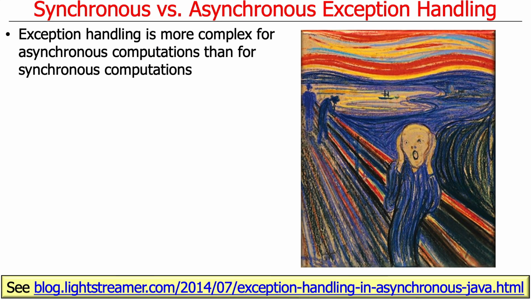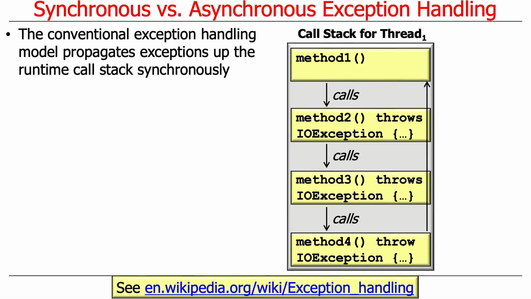So, as you might expect, exception handling is more complicated for asynchronous computations than for synchronous computations. Why is that, you may ask? Well, let's take a look and see. Conventional exception handling for synchronous calls will involve the exception model propagating exceptions up the runtime call stack synchronously when they occur, to be caught synchronously by some part of the code that knows how to handle those exceptions.